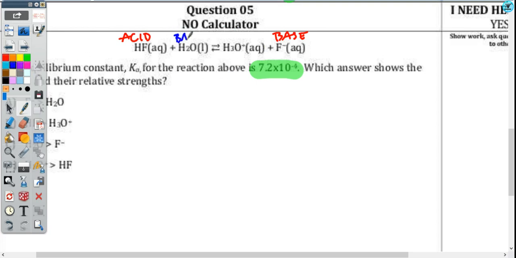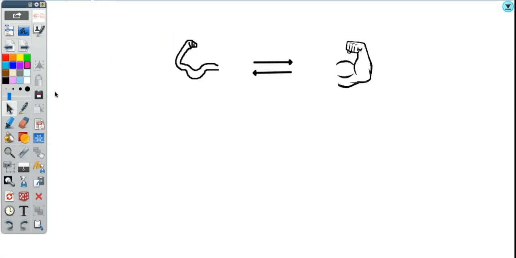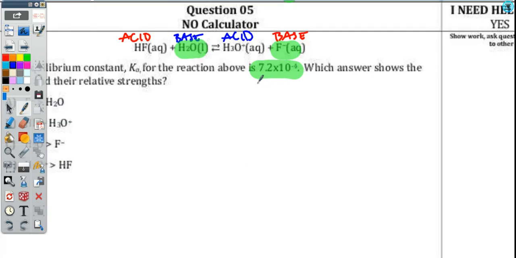This is a base. This is its conjugate acid. So we're trying to decide, is H2O the stronger base or is F minus the stronger base? And to answer that, right, you're really going to be thinking about how we define strength. So here I have just a general equation, let's say reactants in equilibrium with your products, right? And in this case, K is less than 1, right? Our K value is something less than 1.